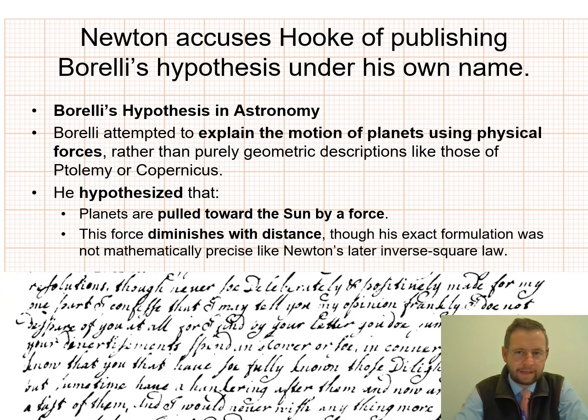Newton, then looking into what Hooke had actually said about gravity, realised that he had read it before. You see, Newton was an avid reader. He read all night long, and he had got many, many books. His library was vast. He also had a very good memory for things that he had read. And what Hooke was explaining was the following: that the planets are being pulled towards the sun by a force, and that the force diminishes with distance.